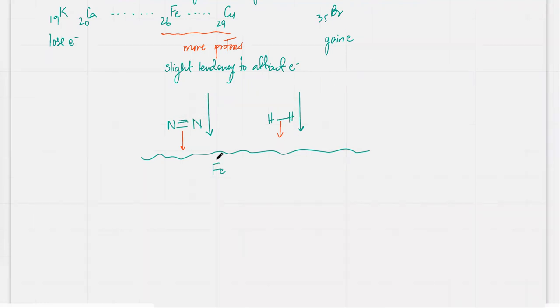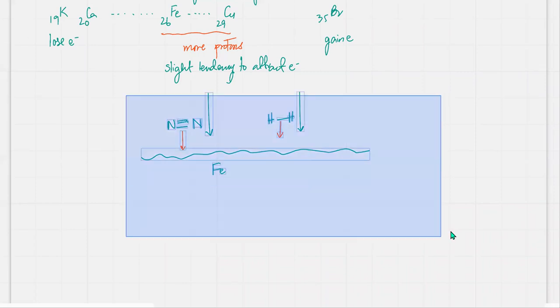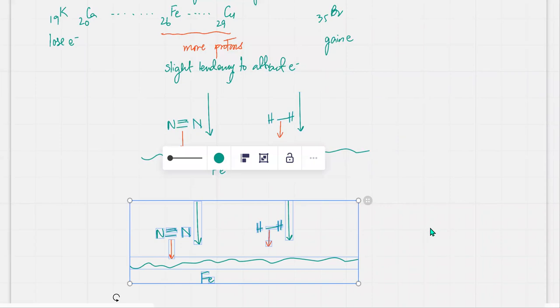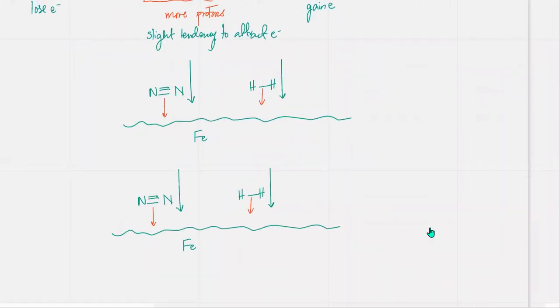So when these molecules bump into iron, this is what's going to happen: the electrons in the triple bond, either some of them or all of them, will get attracted to the iron. The electrons that were part of the triple bond would slowly get pulled towards the iron. Same case with H. The electrons that were present in the bond over there would slightly get attracted to the iron. Is this point clear?